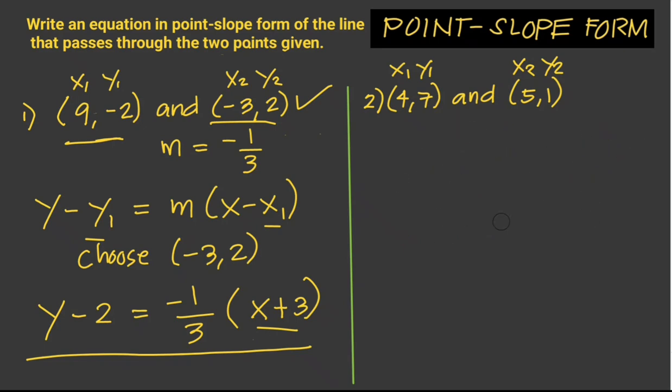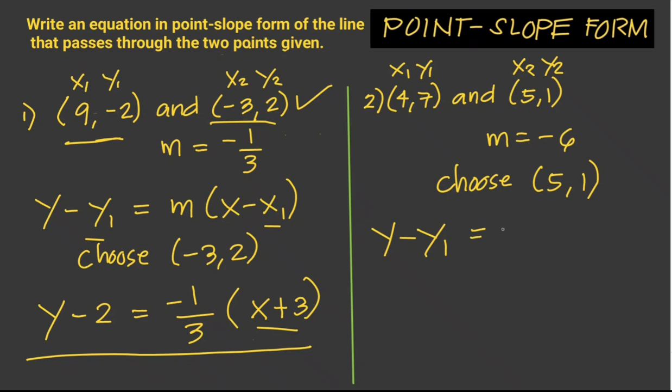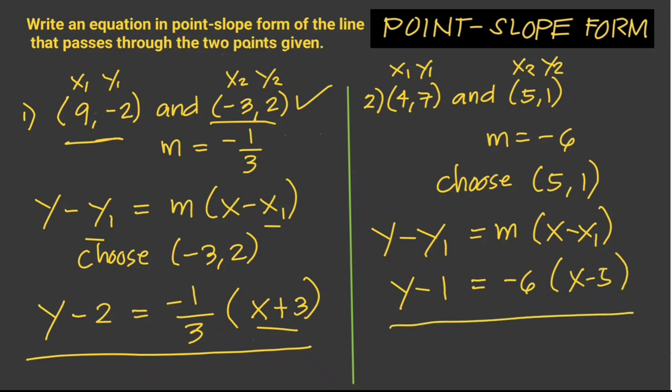Then we can just plug in everything. Slope is negative 6. Then let's say we choose point 5, 1 as our x sub 1, y sub 1. So we can plug in everything to our point slope form. It will be y minus 1 equals negative 6 times x minus 5. So this is our equation in point slope form.